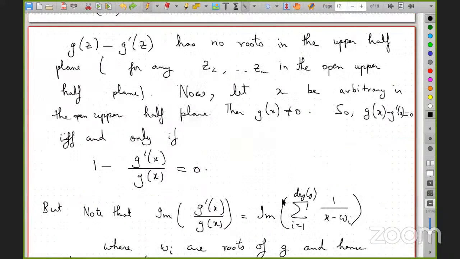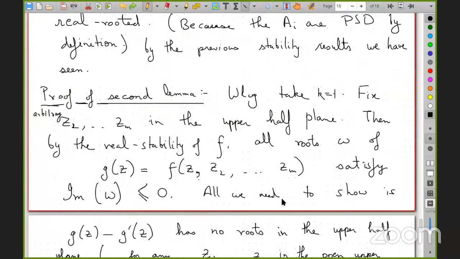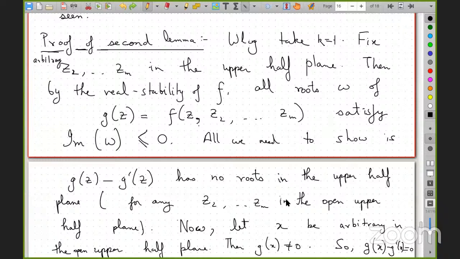Okay, so now we have proved this. So is this clear? This is sort of important, although it's the easier part. So is this fine? Any questions about this?